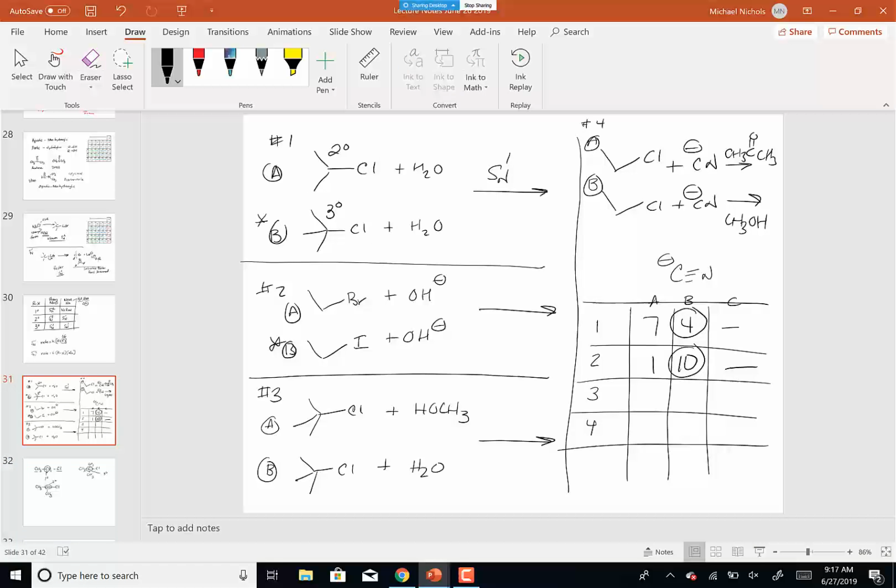Why isn't question 2 primary? It is. I probably said secondary, right? It's a primary halide, because it's CH2 and then the CH3. And if you have to still write these in, you're better off to do that. So it's primary plus strong nucleophile. It's SN2.